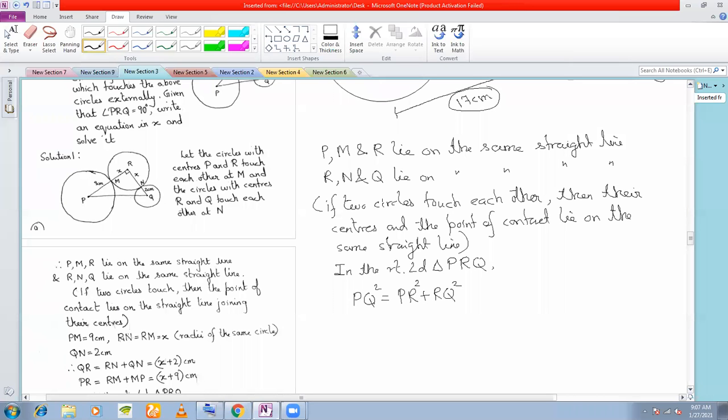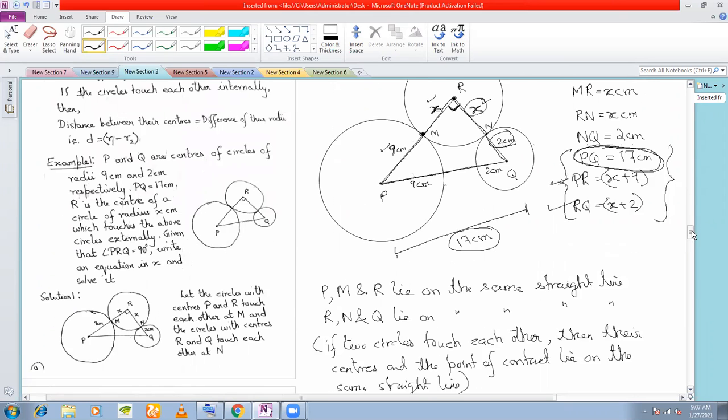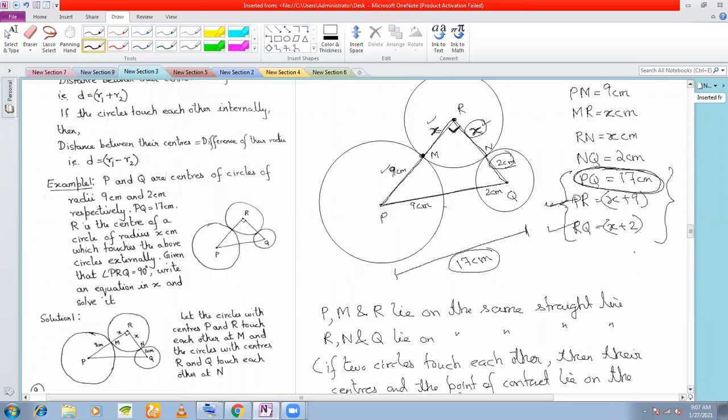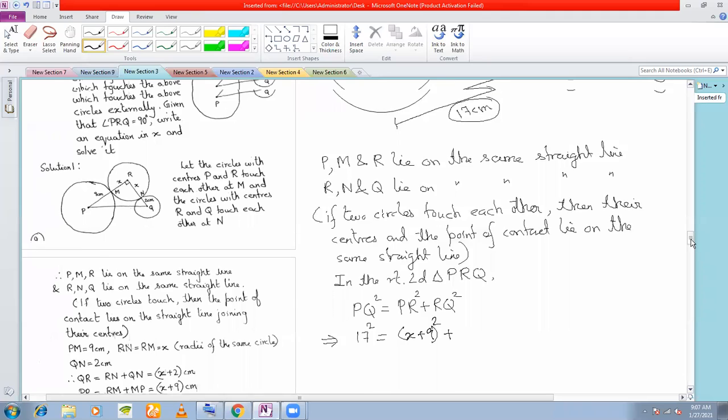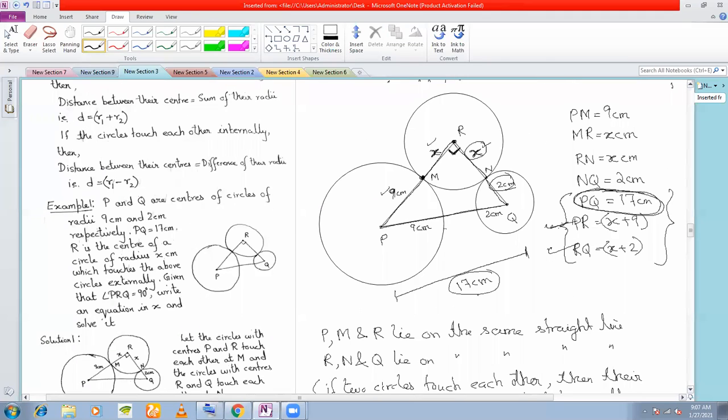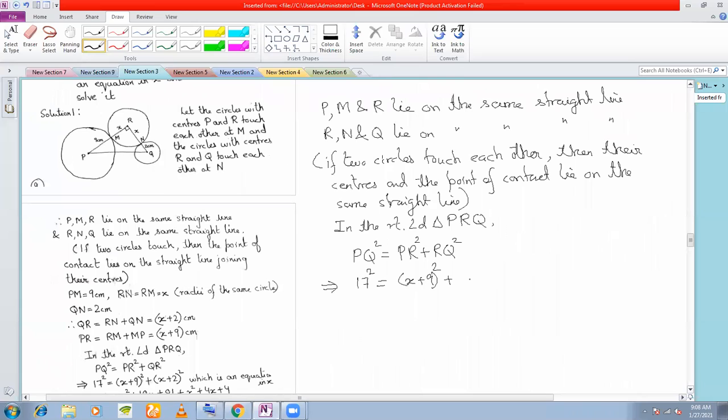So you have in the right angle triangle PRQ, hypotenuse square PQ square is equal to perpendicular square PR square plus base square, which is RQ square. The length of PQ is given to you as 17. So PQ square is 17 square. The length of PR here is x plus 9. We'll write x plus 9. And the length of RQ here is x plus 2. We'll write x plus 2.